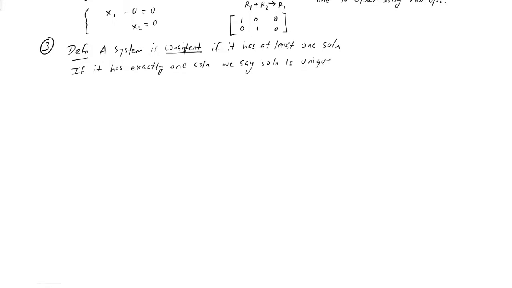These are not tricky terms here. They're very straightforward. All right, so let's look at a couple systems and talk about whether they are consistent / unique. So we'll consider the systems from example 1.